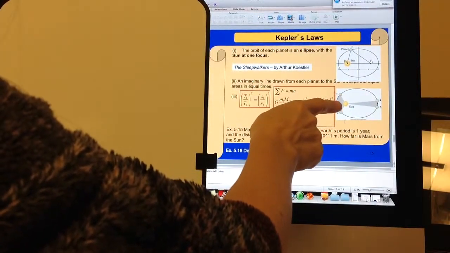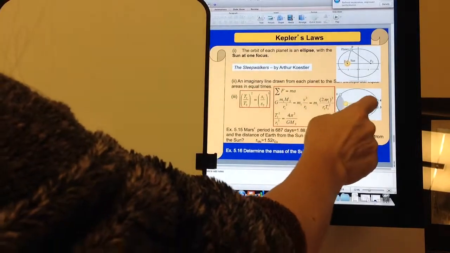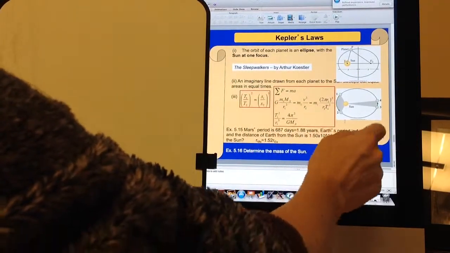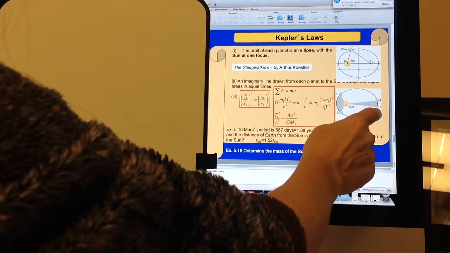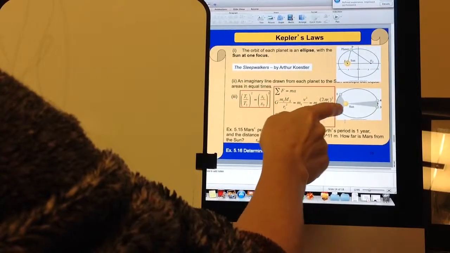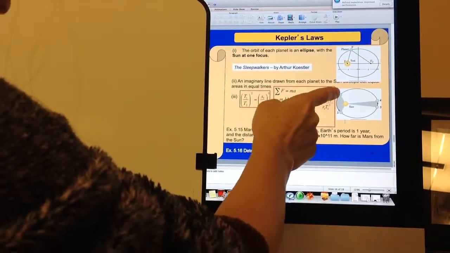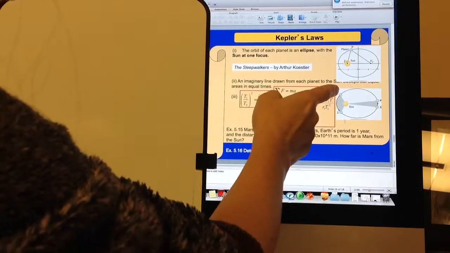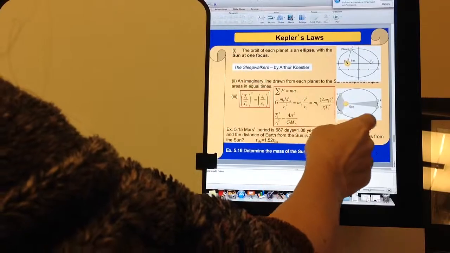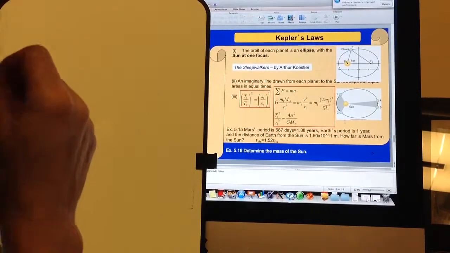Now, if this shaded area is equal to this shaded area, the number associated with this area is the same, so the time that it takes for this planet to go from 1 to 2 is the same time that it takes for it to go from 3 to 4. Okay, so this time is the same, which means that to go from 1 to 2, since this arc is a little bigger, it goes a little faster. So the speed is not exactly constant because we have this ellipse.